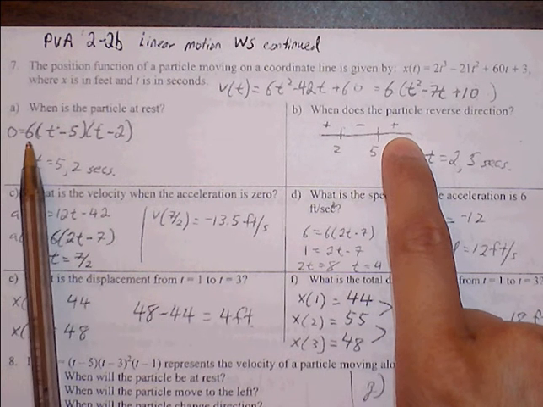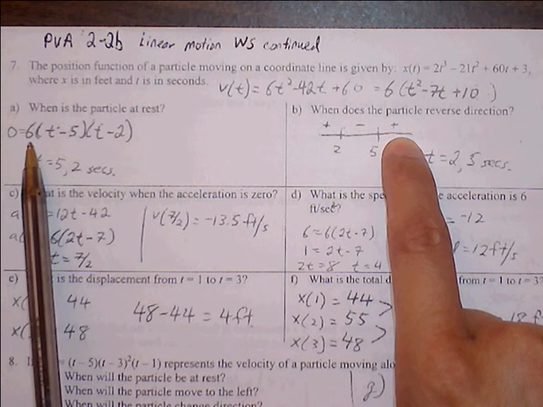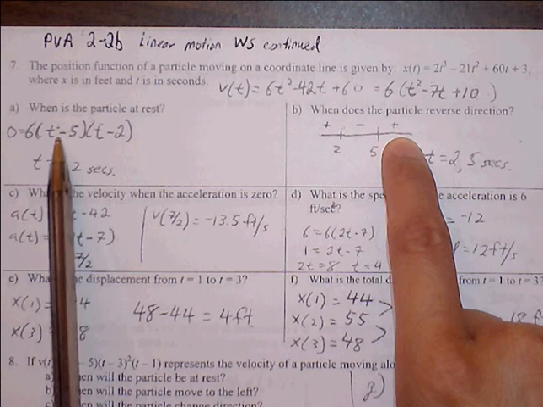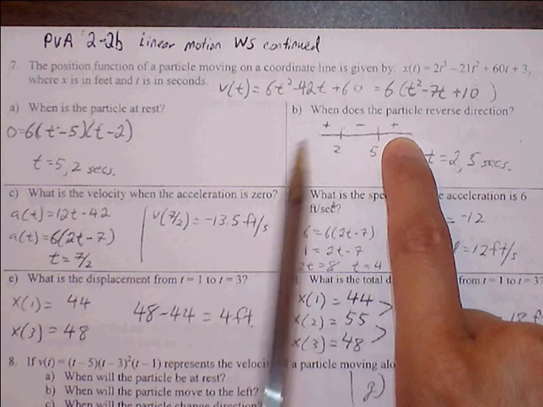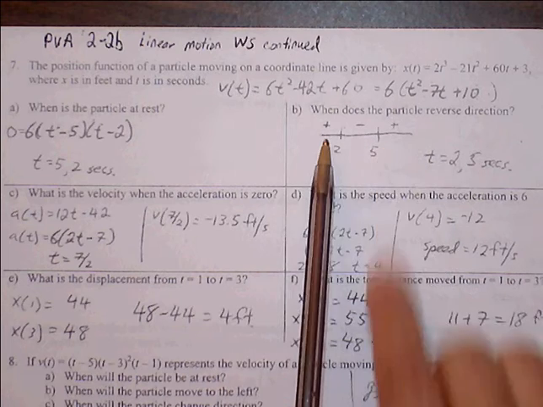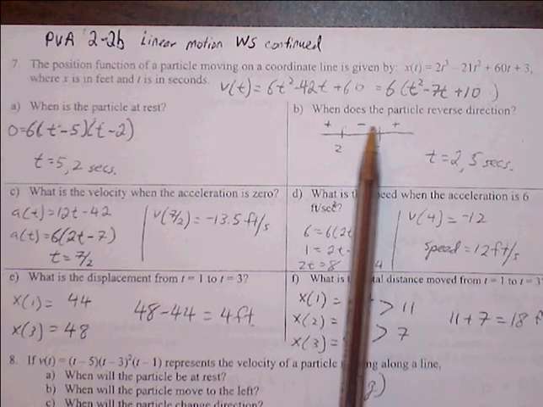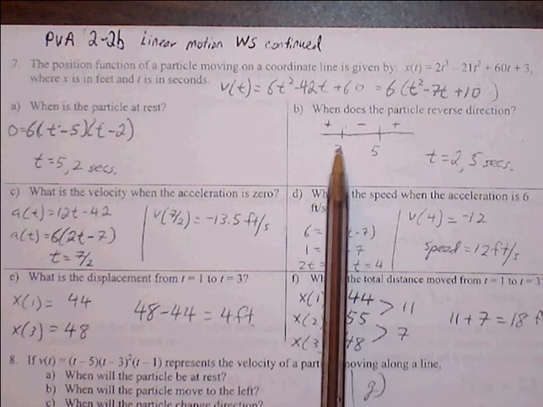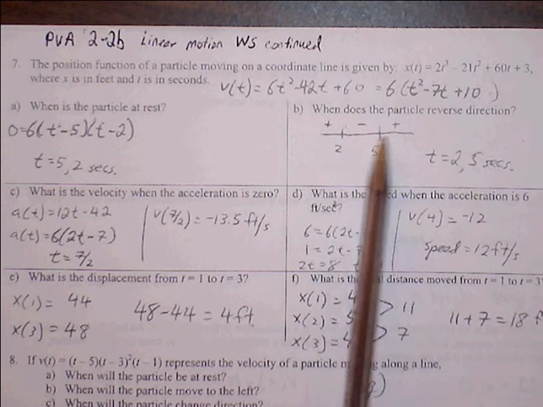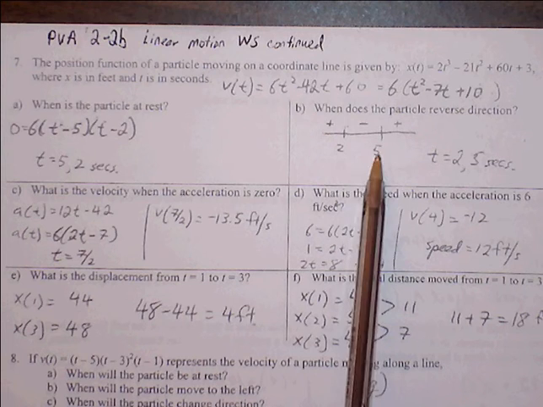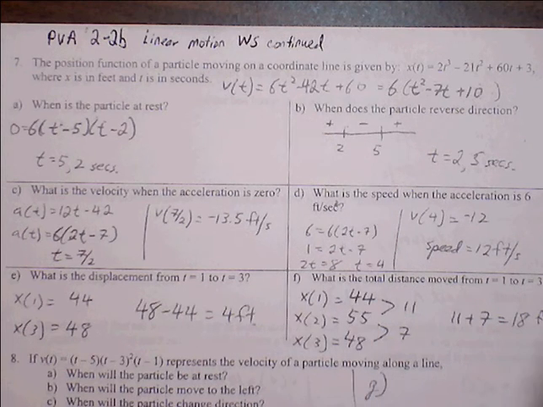Technically, I should be multiplying by this 6 as well, but the 6 is already positive, so it's not going to change any of these. It's not going to affect the sign. We just have to focus on what's inside the parentheses. Okay, so that gives us positive. So at 2, there's a change in sign. At 5, there's also a change in sign. So we know that the particle reverses direction at t equals 2 and 5 seconds.